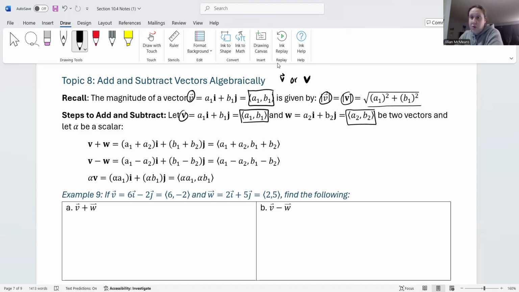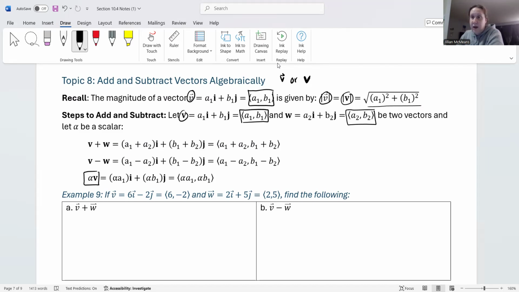Now, how in the world do we add these? Well, all we have to do is add the horizontal components and then add the vertical components. It's literally it. We add the a's and then we add the b's. To subtract two vectors, we subtract the a components, we subtract the b components. Order does matter, so make sure you get the right order, okay? And that's it.